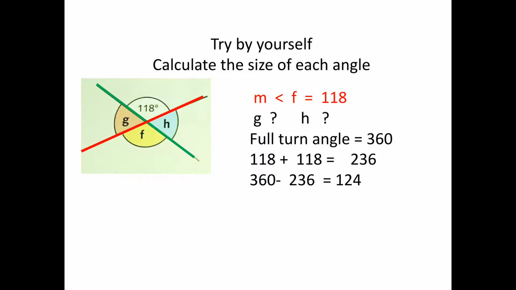This 124 is for two angles, H and G together. How to get each angle by itself? Divide this number by 2, it will give you 62. So measure of angle G is 62 and measure of angle H is also 62.